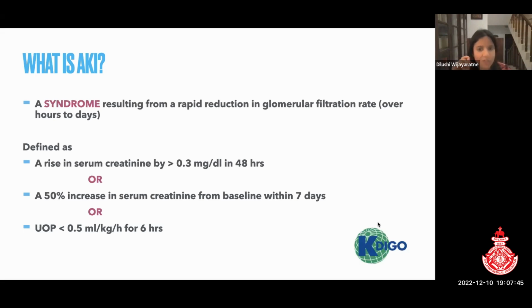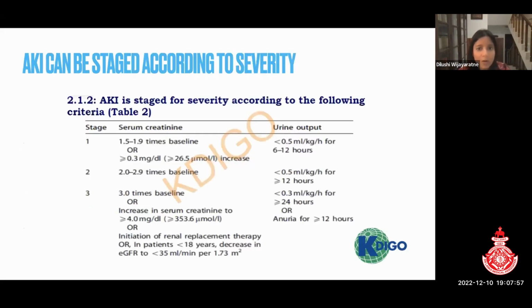You will see this change of 0.3 milligrams per deciliter might seem to you to be a very, very small amount, and yet it constitutes a diagnosis of acute kidney injury. Now, all AKIs are not the same, so we stage them according to severity. And how do we assess severity? Again, by creatinine and urine output criteria.